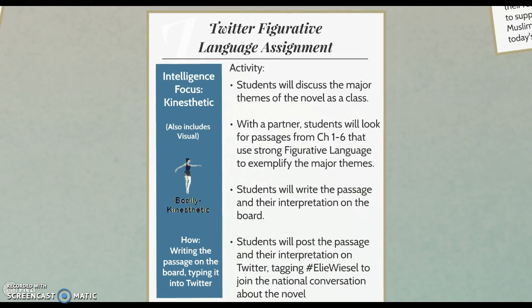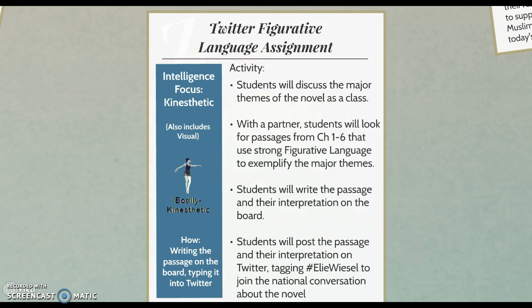The next activity within this unit is the Twitter Figurative Language Assessment. This activity focuses on the kinesthetic intelligence. During this activity, students will discuss the major themes of the novel as a class. Then, with a partner, they will look at passages from chapters 1 through 6 that use strong figurative language and exemplify a major theme within the novel.